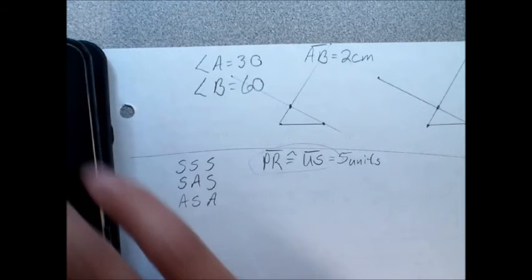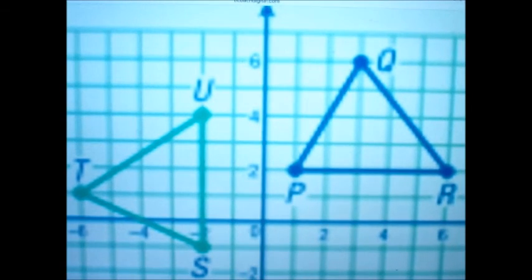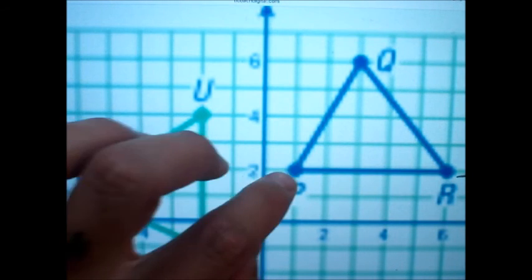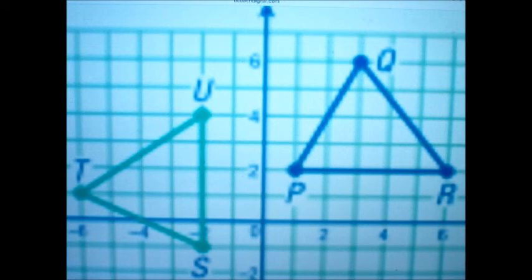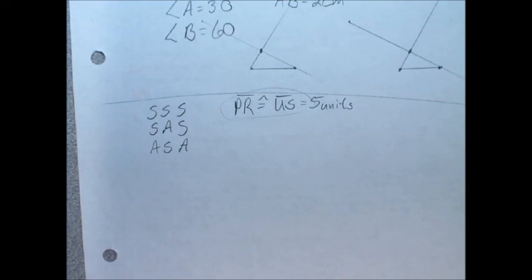The included side. So when I say the words included side, I'm talking this angle and this angle. The included side is US. If I talk this angle and this angle, the included side is PR. It's just the side in between them, okay? So when you see that word, included side, that's what it means.